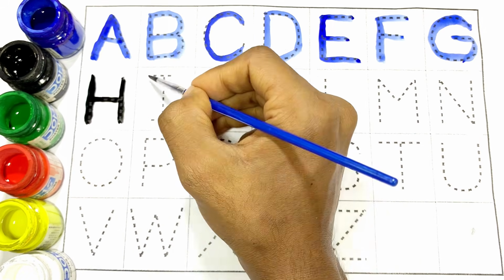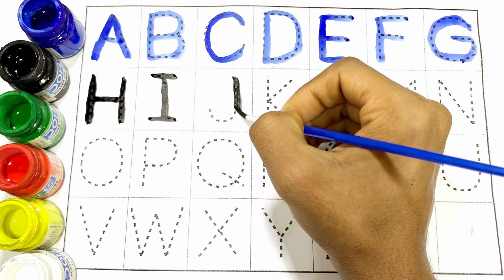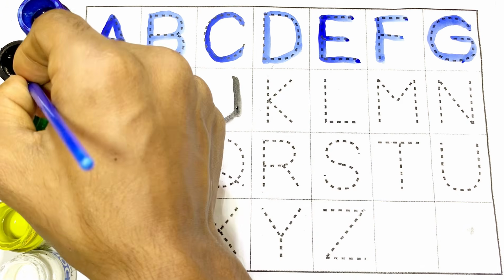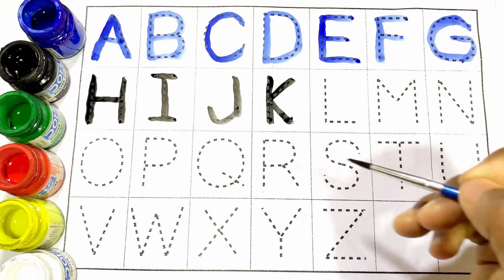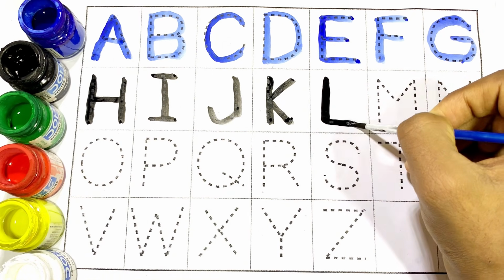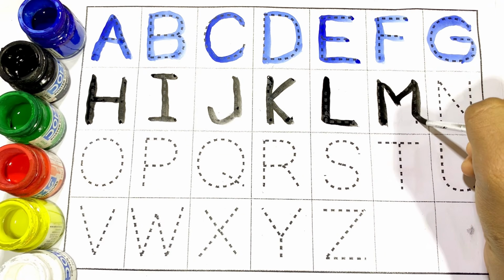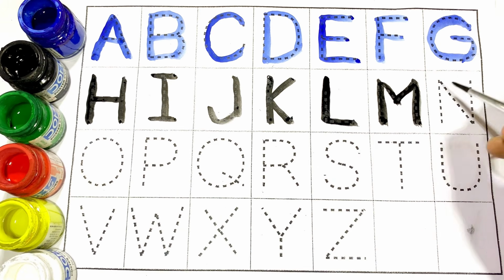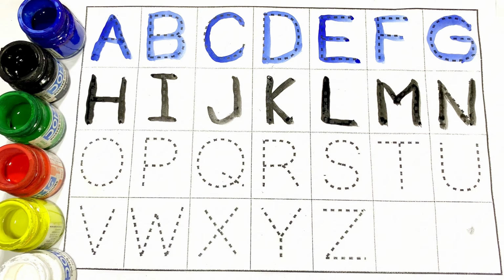Kids, now you draw H and use black color. H for helicopter. I for ice. J for jug. K for kite. L for lemon. M for moon. N for nose.